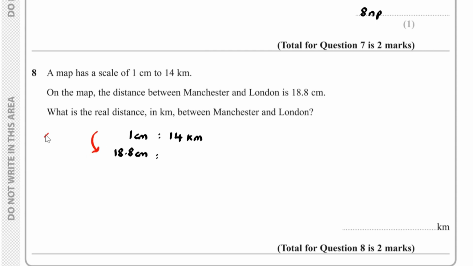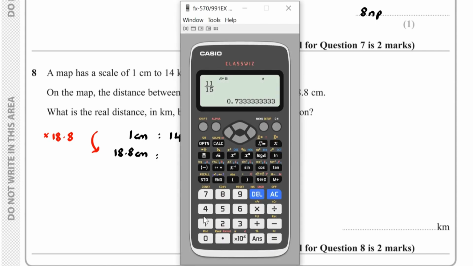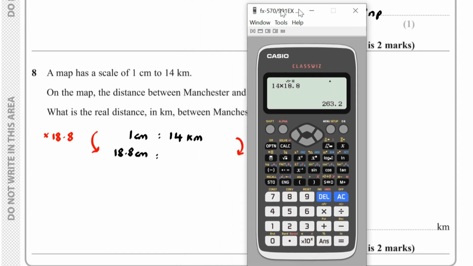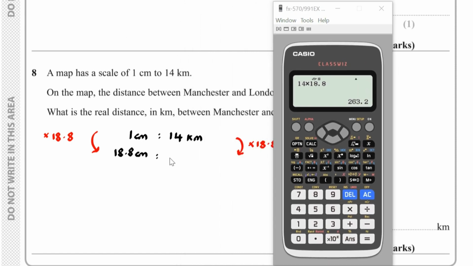So if I multiply both sides by 18.8, we have 14 multiplied by 18.8, and it turns out we get 263.2 kilometers.